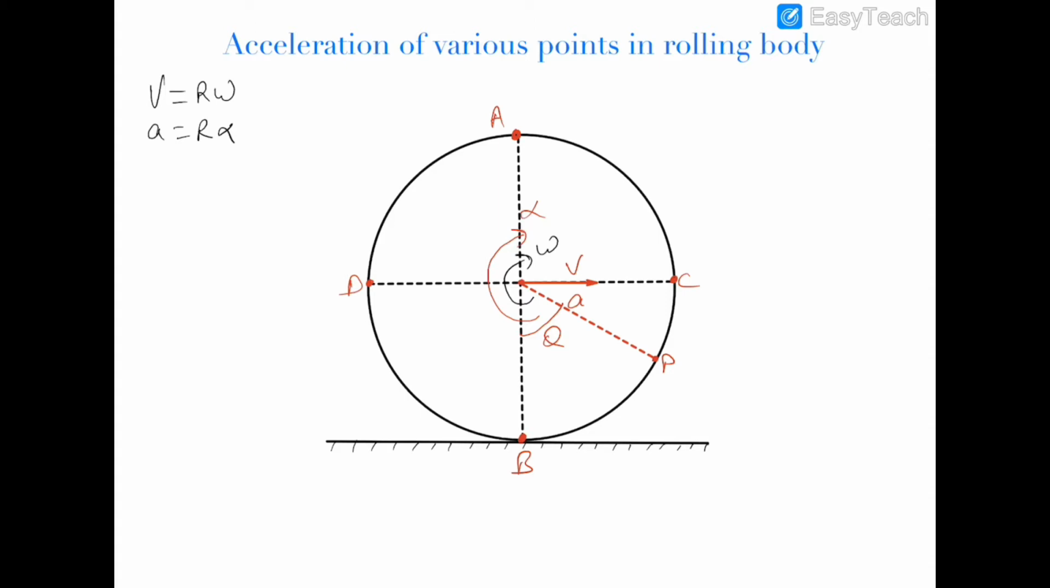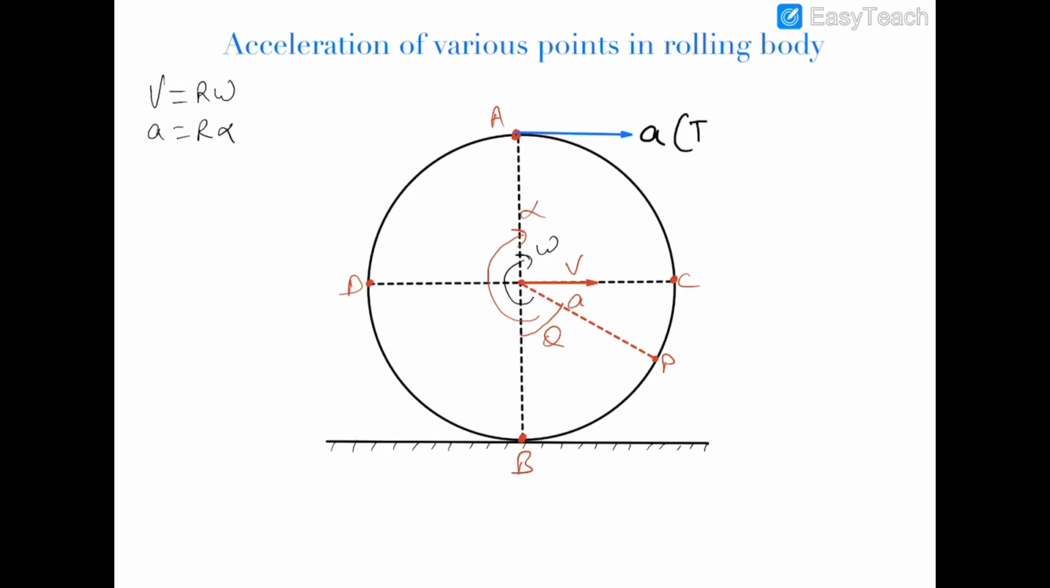So for accelerated pure rolling, we know that at any instant V should be equal to R omega as well as A should be equal to R alpha, where A is the acceleration of center and alpha is the angular acceleration. So let us discuss the acceleration of point A. In this type of scenario, you can see that this point A would be having an acceleration A which is due to translational motion.